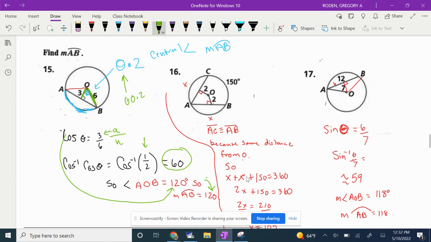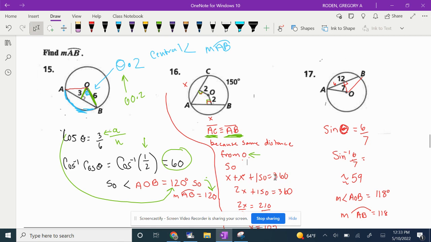Okay? Now, on this next problem, I really feel like they should have told us these are right angles. So those distances are the same length and they're at right angles. So if that's true and those distances are the same, then we can say that segment AC is congruent to segment AB because they're the same distance from the center point O.